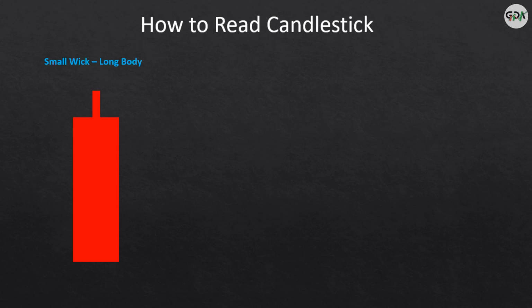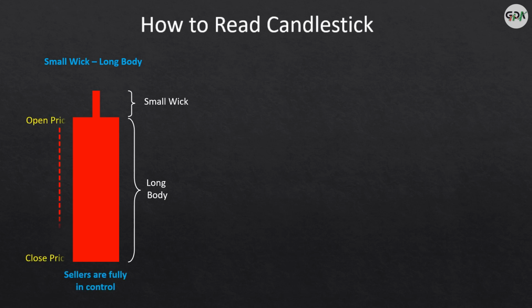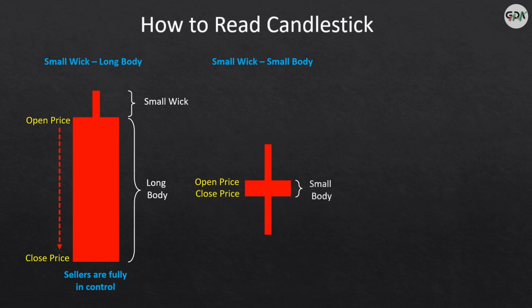Now, we will discuss different types of bearish candlestick patterns. A candle with a long body and small wick represents bearish price action, where sellers are fully in control. This candle shows the open price and closing price are very near, forming a small body, and rejection of higher and lower prices represents a doji type of price action. Generally, a small wick and small body candle tells us of an indecision pattern.